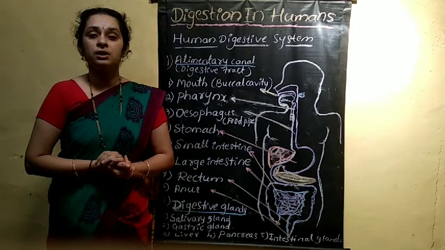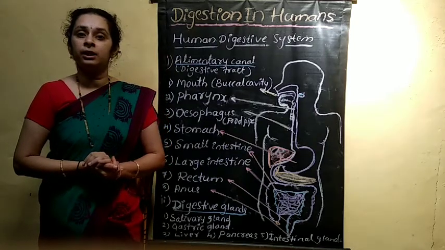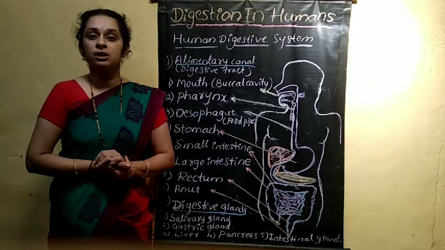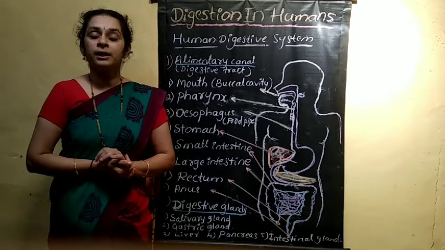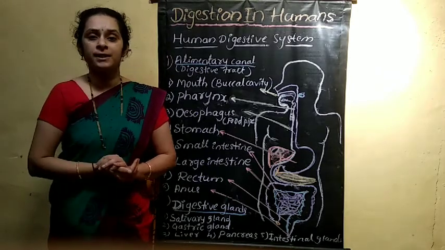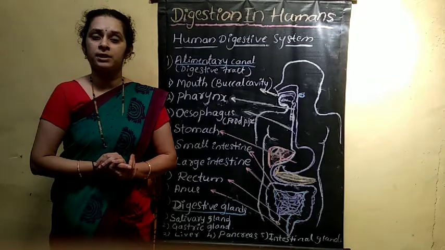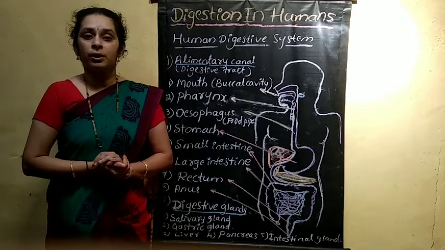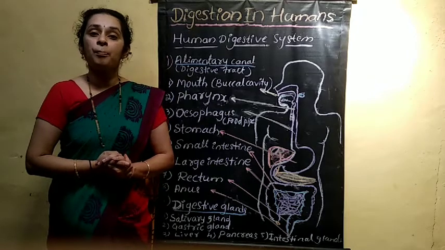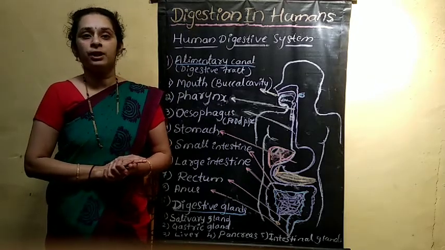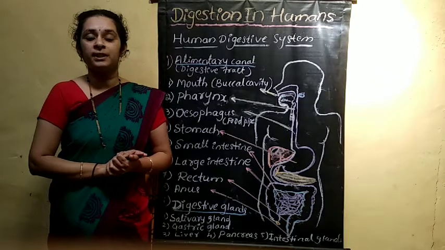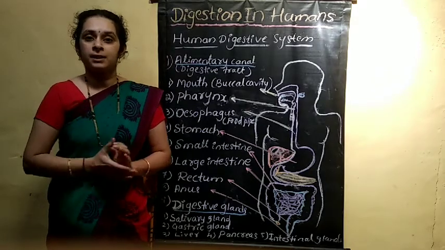Today we will discuss digestion in humans. It's a very important step in the nutrition of human beings. Now to discuss digestion, we already studied the meaning of digestion. What is the meaning of digestion? The process of breakdown of complex components of food into simpler substances or simpler components is called digestion.